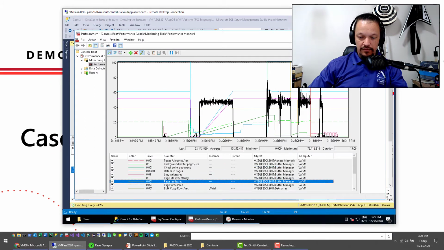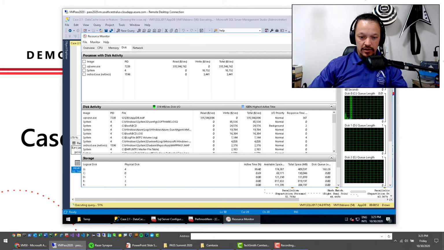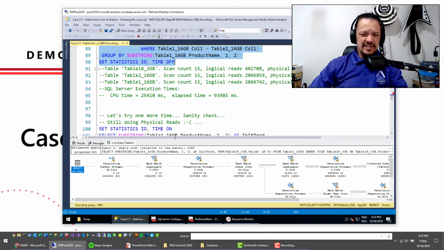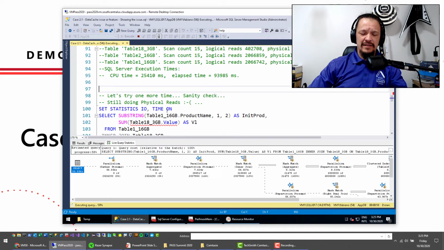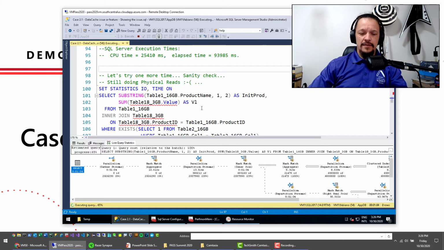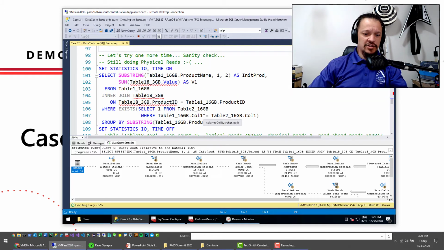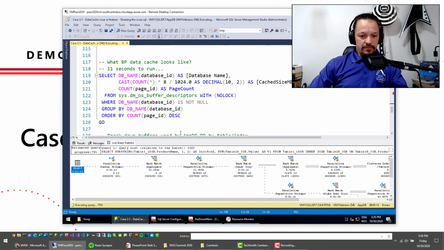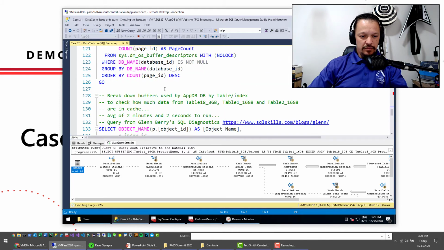Yep, it's reading from disk. But the question is, why? Why is it reading from disk if I do have enough memory to save all the information in the buffer pool data cache? It doesn't make sense. Yeah, let's see. The buffer pool data cache.